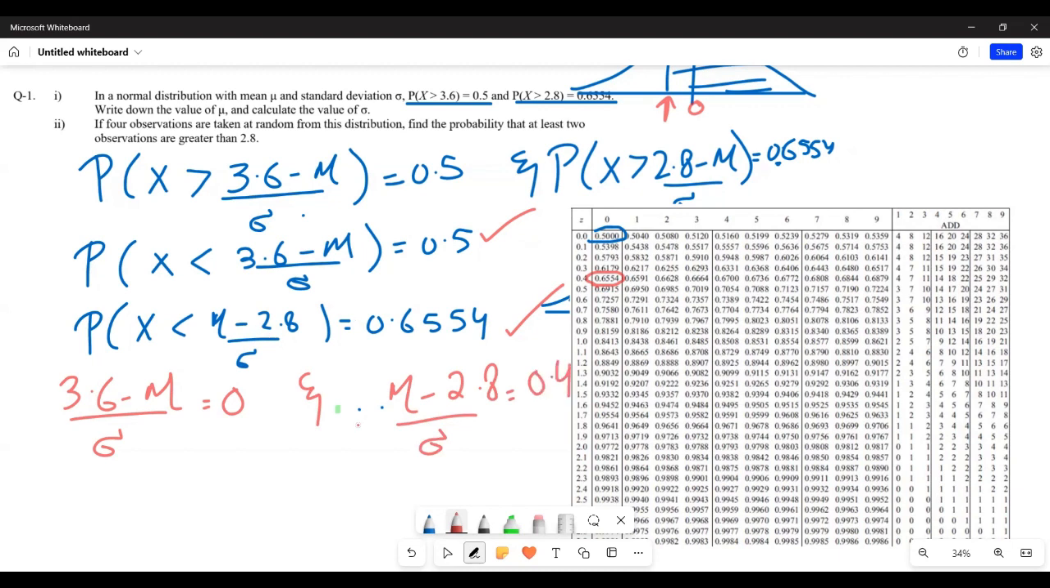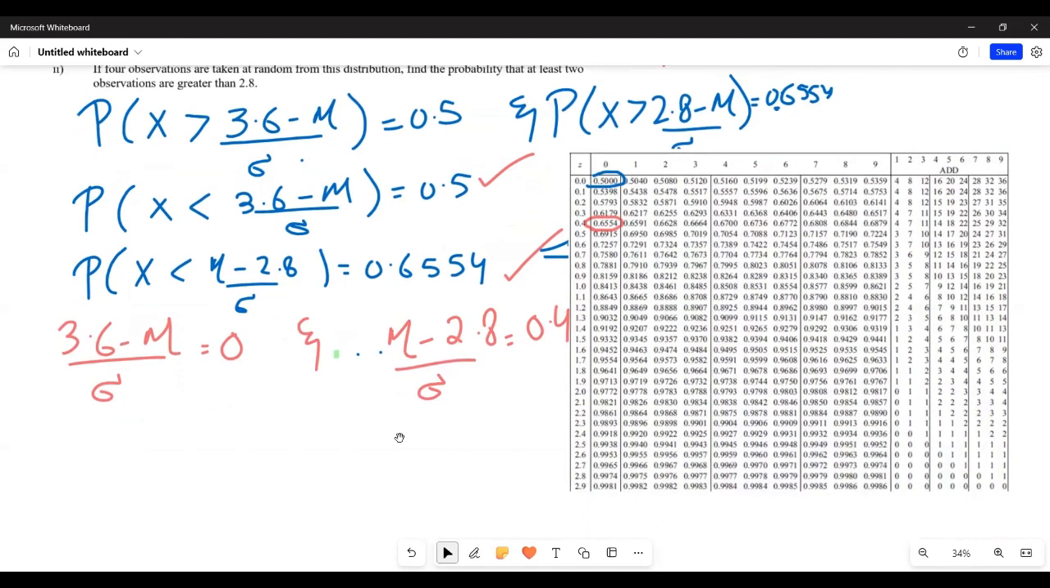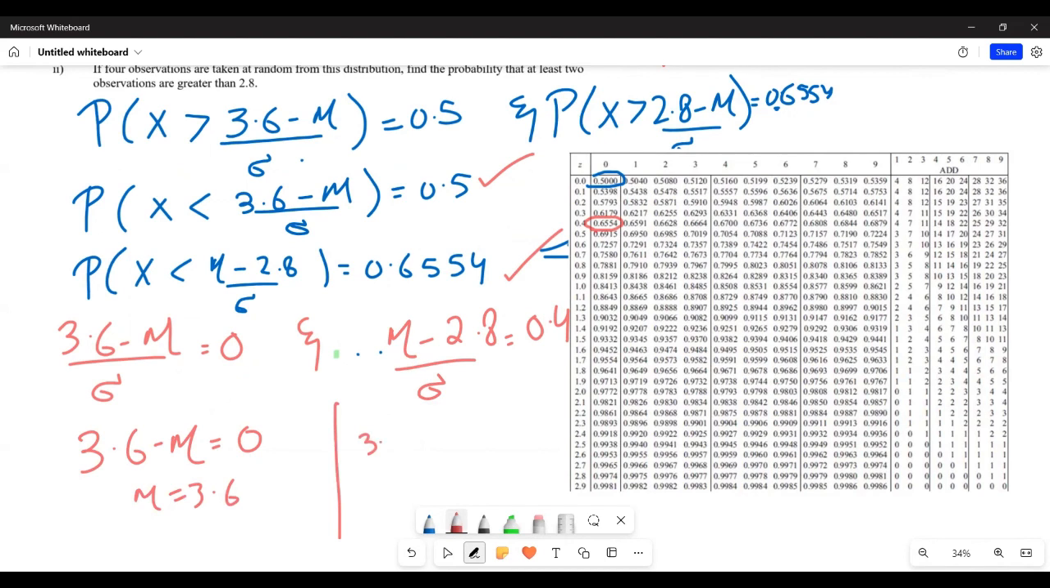Now we have two simultaneous equations. We can solve them and get the values of mu and sigma. I'll show you the first one, and in any further questions, you'll be doing that on your own. Okay, so here mu comes out to be 3.6, and substituting it in the other equation, (3.6 minus 2.8) upon 0.4 is equal to sigma. That should get us sigma as well. (3.6 minus 2.8) upon 0.4 is 2. So mean is 3.6 and standard deviation is 2.